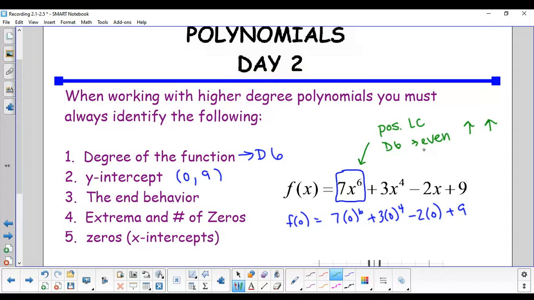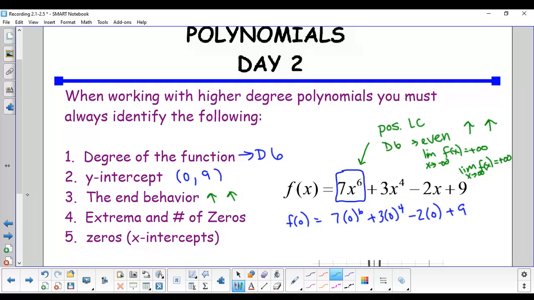Now, in formal notation, I would say the limit as x gets really small is going to go to positive infinity. So that's in limit notation. And then I can do the same thing. The limit as x gets very large is also going to go to positive infinity. Okay, sometimes when I'm doing my shorthand, I'll use the arrows to denote the end behavior, but in formal writing, I would use my limit notation.